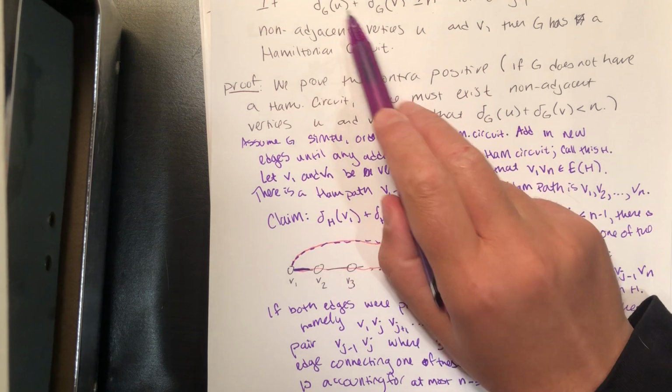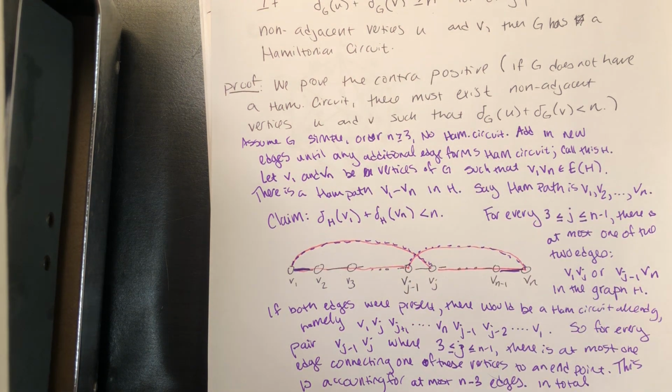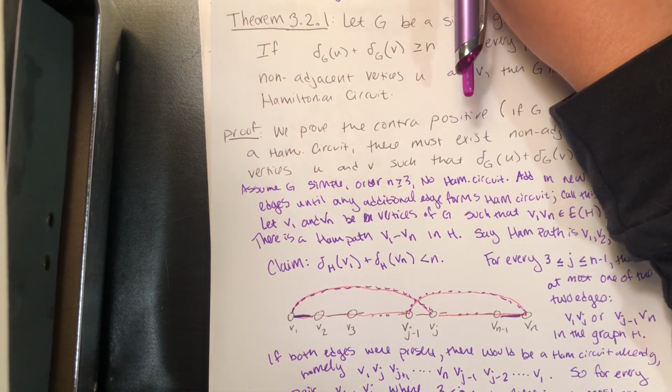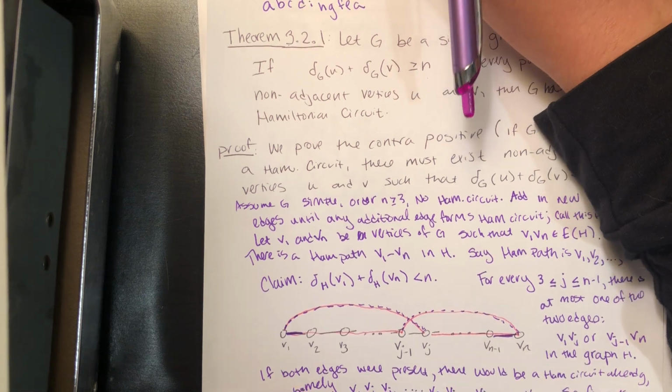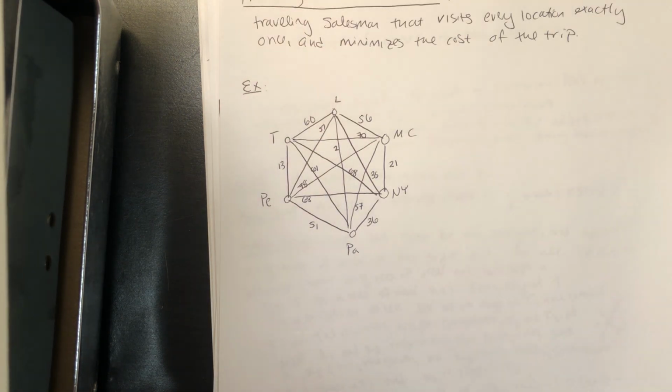But if this is true, if every pair of non-adjacent vertices has this property, then you know that it has a Hamiltonian circuit. And it'd be nice if we had a theorem like the Euler circuit theorem to determine whether a graph has a Hamiltonian path or circuit, but it just doesn't exist. And in general, trying to determine whether a graph has a Hamiltonian path or circuit is a hard computational problem for a very big graph. For us, we're looking at small graphs and it's not too hard to do.